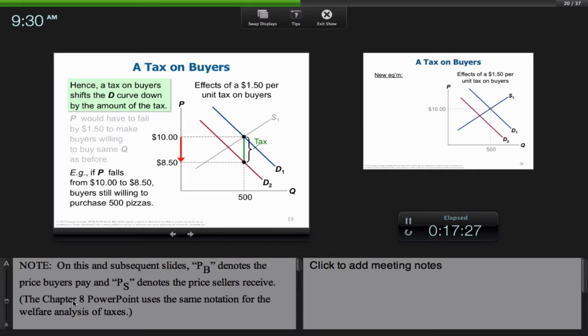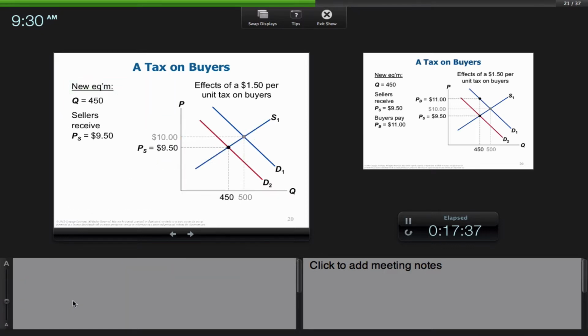But we are still going to have, Miranda, our new equilibrium where the supply curve is, which is going to be 950. Okay? Work with me. Seller's going to get $9.50 a pizza. The buyer's going to pay $11 a pizza. Taxes! Yes, taxes!